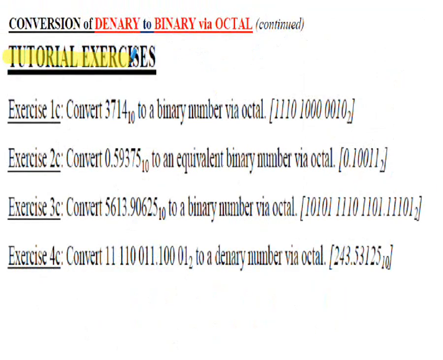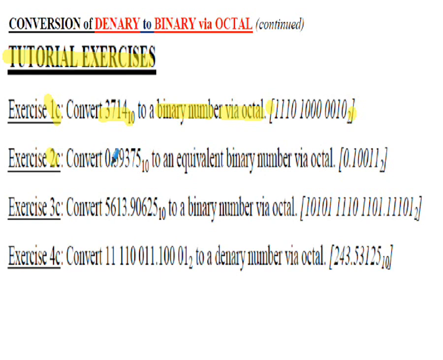Here are some tutorial exercises I would strongly encourage you to attempt. Exercise 1c wants you to convert the number 3714 in base 10 into a binary number via octal. In this case you will repeatedly divide the 3714 by 8 to get an octal number, and then from table 1 write down the binary number. The answers are given in the square brackets here.